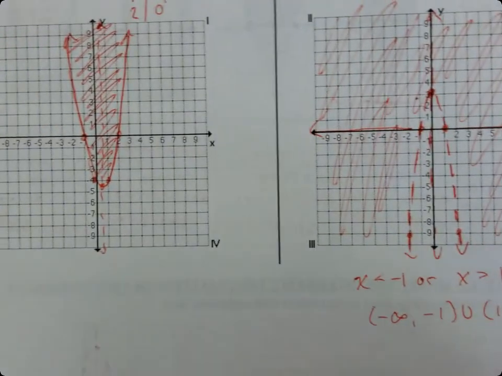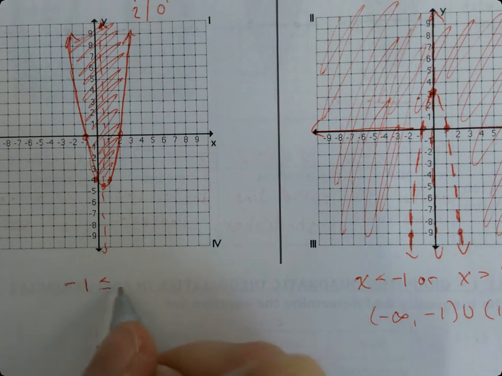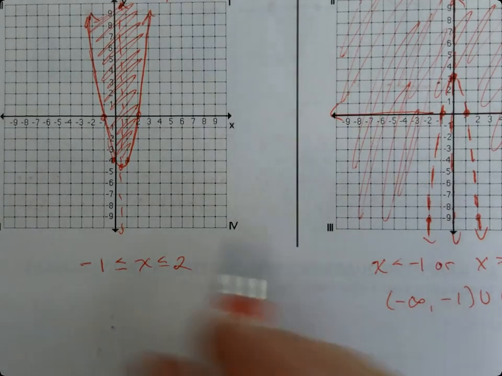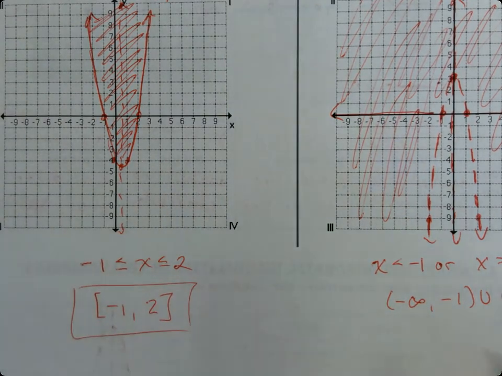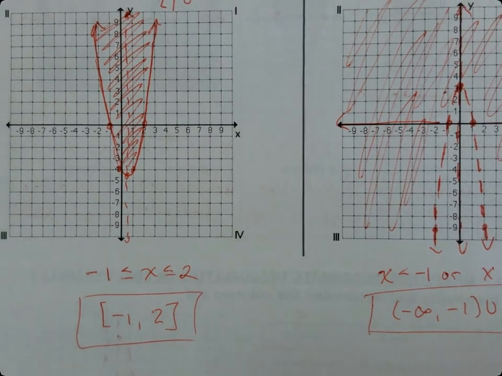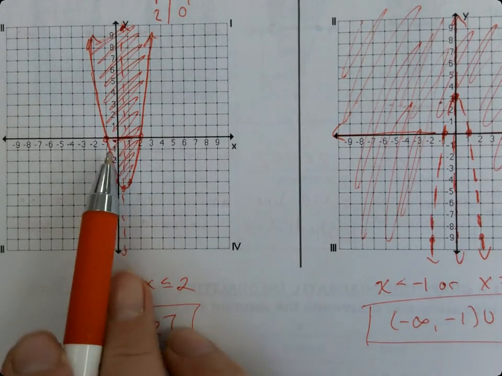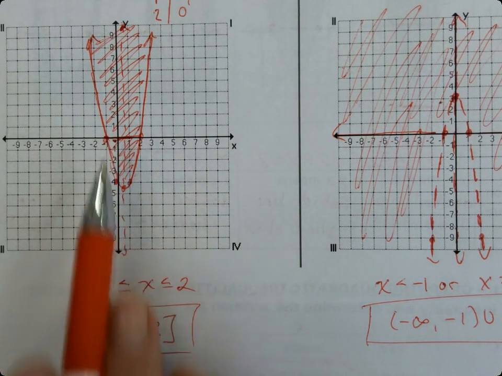Now, if you come back to this one, what's the interval set? Negative 1 is less than or equal to x, which is less than or equal to 2. So if we do this in interval notation, negative 1, comma 2. So I would like your answers in interval notation, but I wanted to show you both. And so we did the same thing, but instead of finding the critical values, we found the critical values by graphing and finding the x-intercepts and determining where to shade.